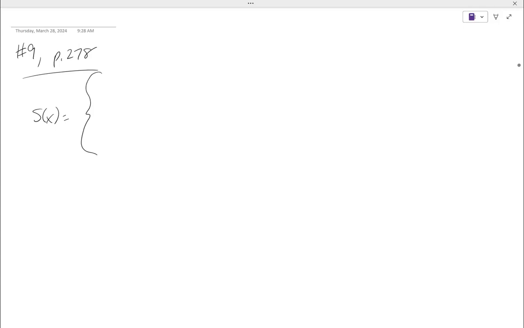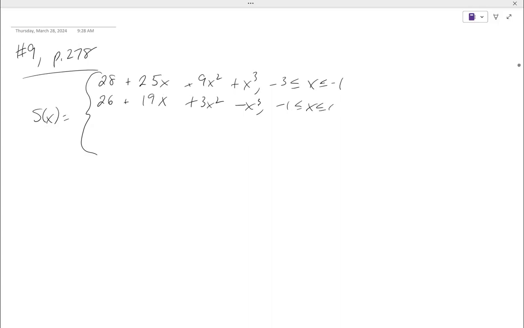They give you a piecewise defined function. The first piece is 28 plus 25x plus 9x squared plus x cubed. That piece is defined from -3 to -1. The next piece is 26 plus 25x, 19x plus 3x squared minus x cubed. And that piece is defined between -1 and 0.